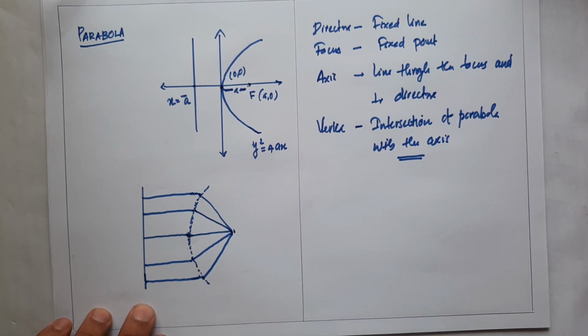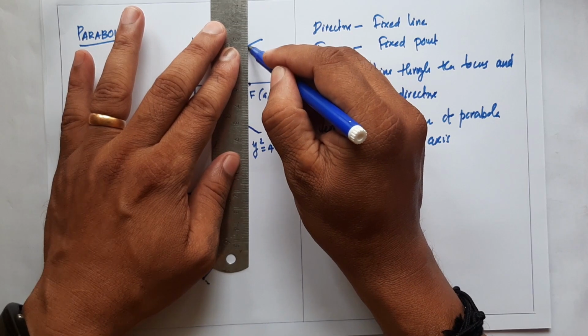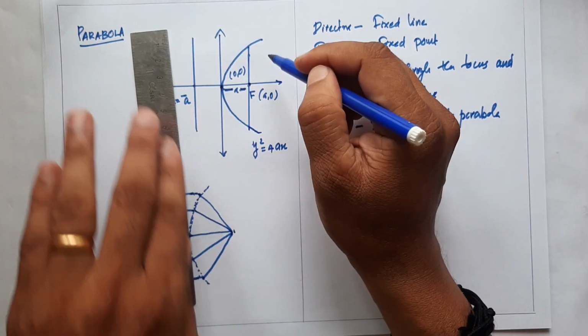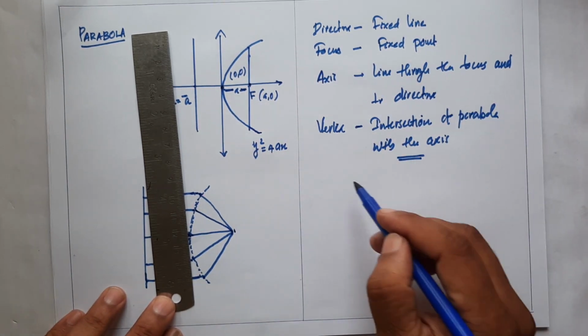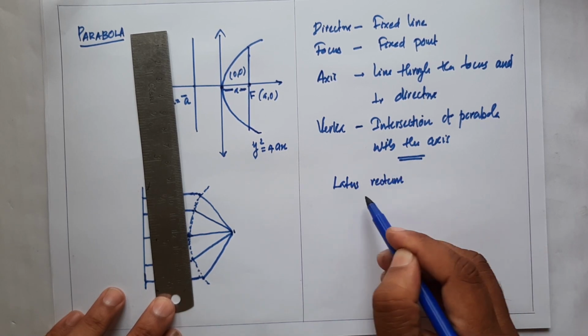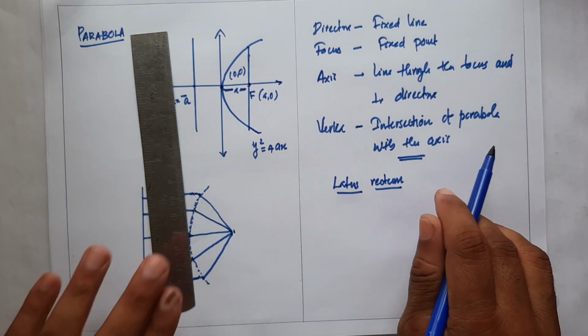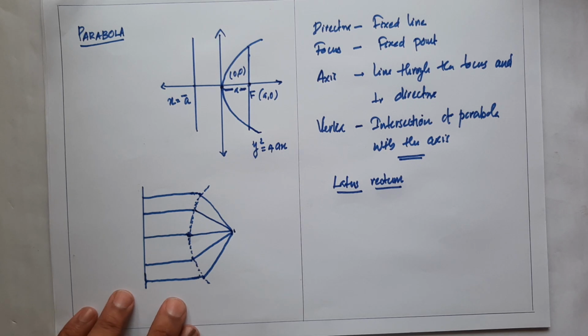Also define one more term: a line passing through the focus and whose endpoints lie on the parabola is called the latus rectum. The latus rectum of a parabola is a line segment passing through the focus and whose endpoints lie on the parabola.